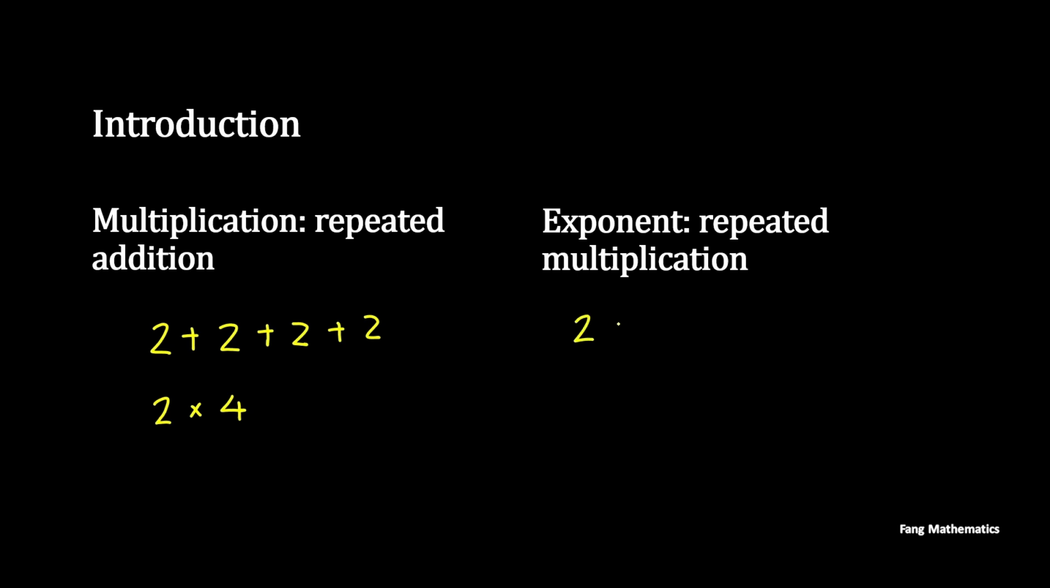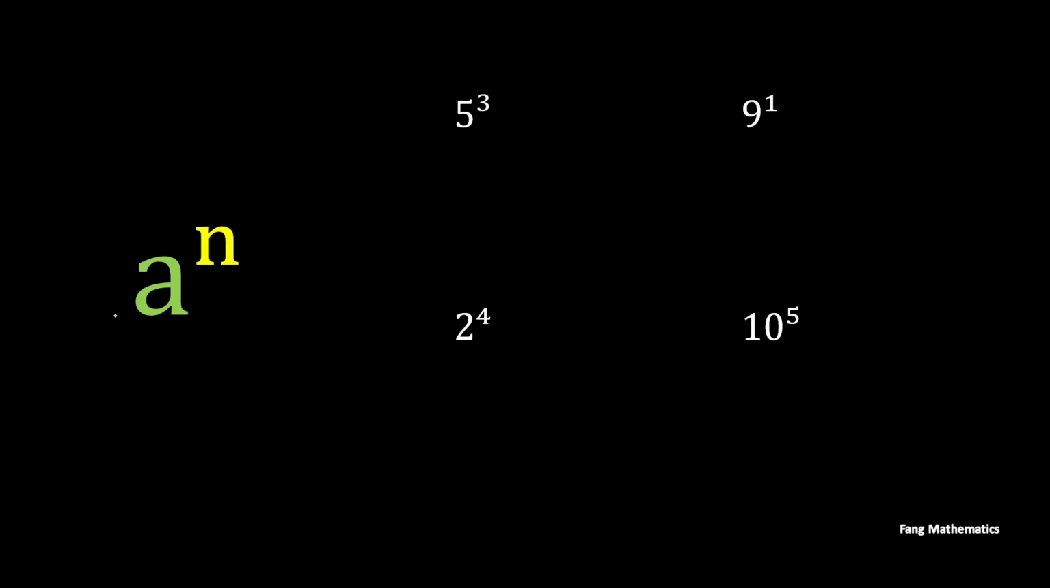You have 4 2's being multiplied together, and I want to introduce a symbol to represent repeated multiplication, and that is the exponent. We have 2's being multiplied 4 times. So in exponent, we say 2 to the power of 4. This is the structure of an exponent.